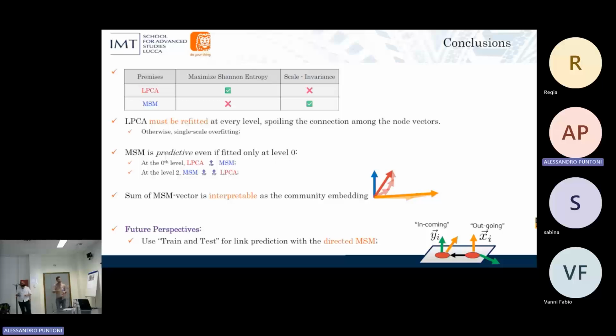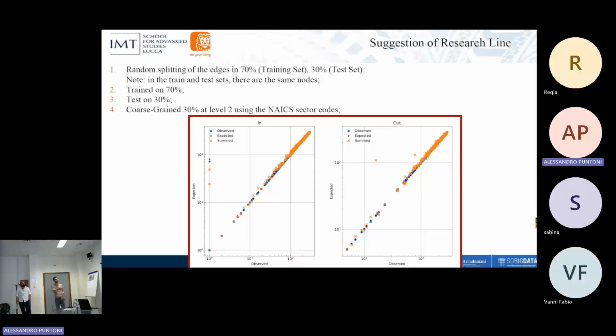The future perspectives are these: if we assume that there is not a model for every edge, but we do train and test splitting, the assumption is that the test edges are distributed as the train set. Then we can do this train and test splitting and do link prediction with the directed model, which is encoding one embedding more. And actually, I've done this exercise. So random split is 70% training, 30% test, coarse grain at 2 levels with the 30% of unseen edges. And we have disagreement for the number of neighbors.